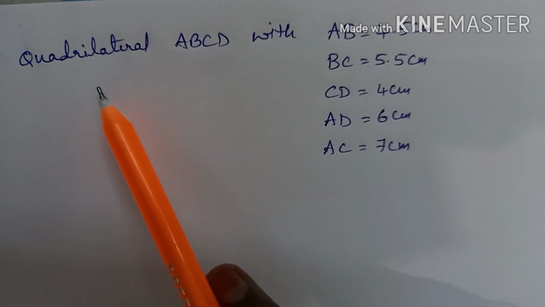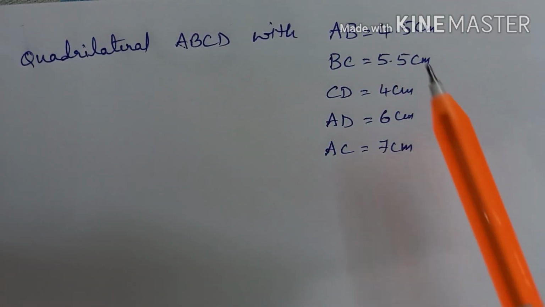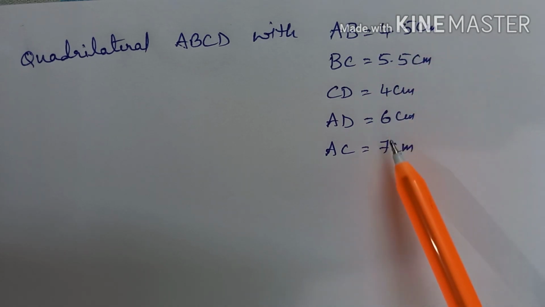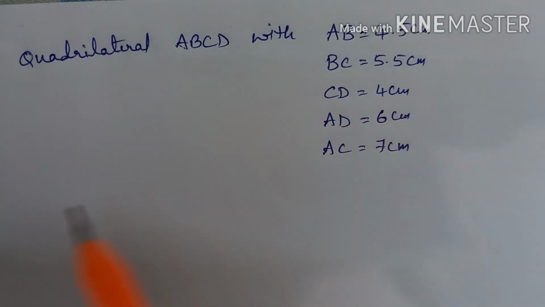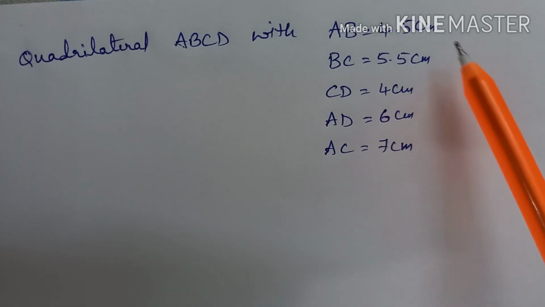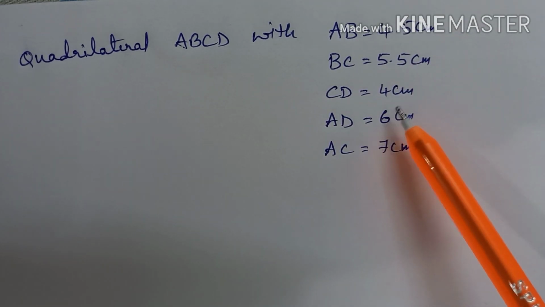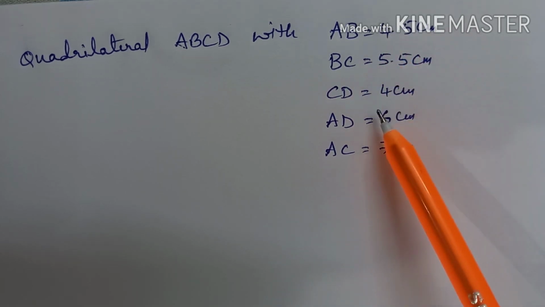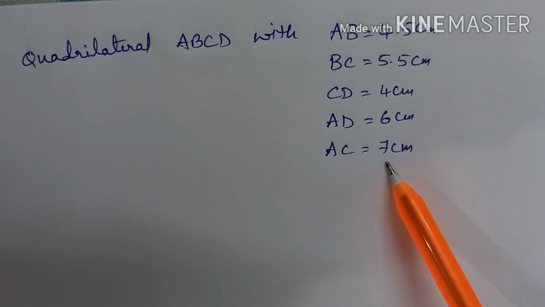Now construct quadrilateral ABCD with the given measurements. So here angle is not given. That means in second model construction, we have given 5 measurements. In that one diagonal is given. So 4 sides and one diagonal. 4 sides and one diagonal is given.